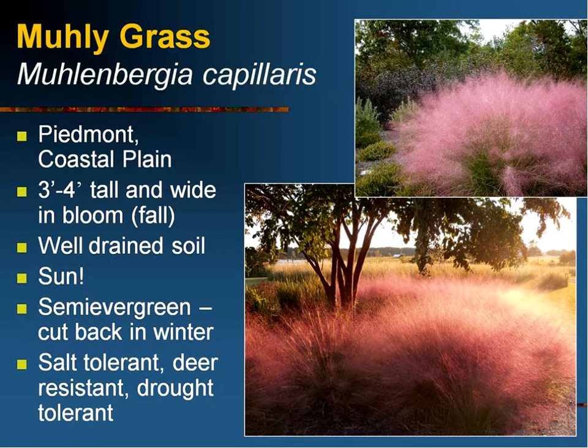You know, the rest of the year, it doesn't look like much, just a little low-growing mound of grass. The one thing about muhly grass is it is semi-evergreen. It doesn't go completely dormant. It doesn't turn completely brown like a lot of ornamental grasses. It stays half green, half brown. You're not sure what to do with it in the winter.